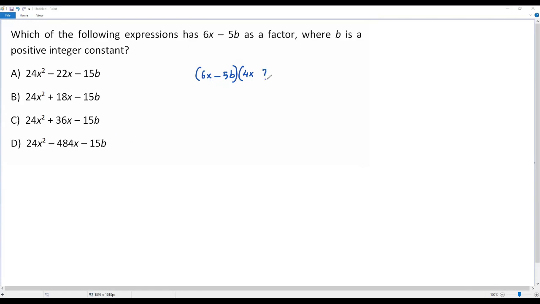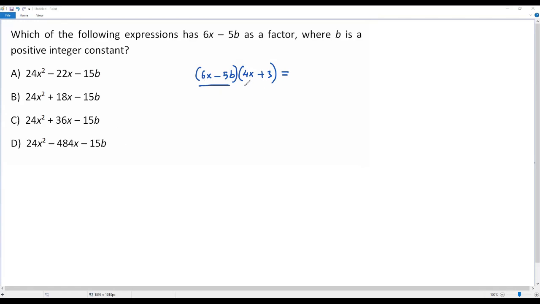Now, what should I write over here so that when I multiply negative 5b and the stuff over here, it equals the constant term that we have in all the answer choices, negative 15b? It's very clear I have to write a positive 3. When I multiply negative 5b and positive 3, I get negative 15b, the constant term in all the answer choices. Okay, here I got the two linear factors. Now let's multiply to get the equivalent quadratic expression.